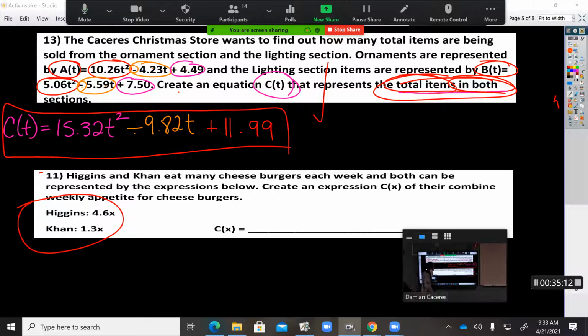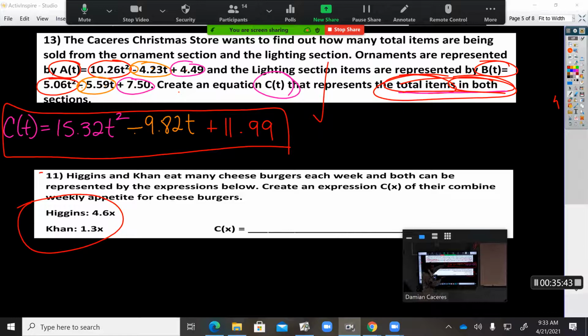Anybody at home have an answer? Anybody in class have an answer? Just one? What did you get? Yeah, the new expression, the C of x. What does it give you? 5.9x. Correct. It is that easy. You're probably thinking, well, it can't be that simple, right? I'm missing something. It is that easy.